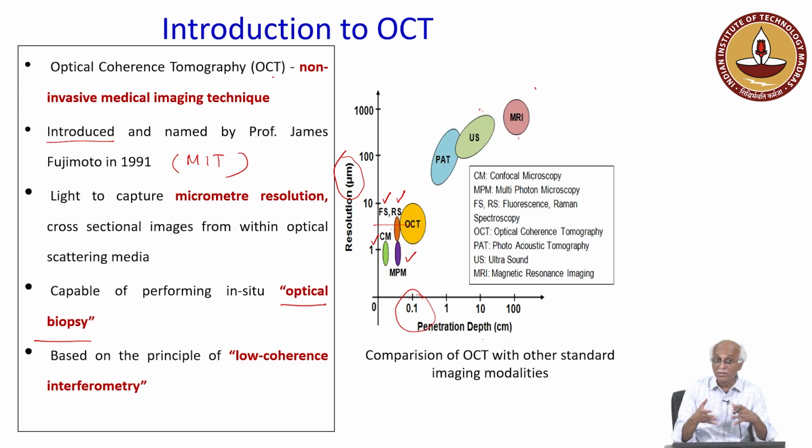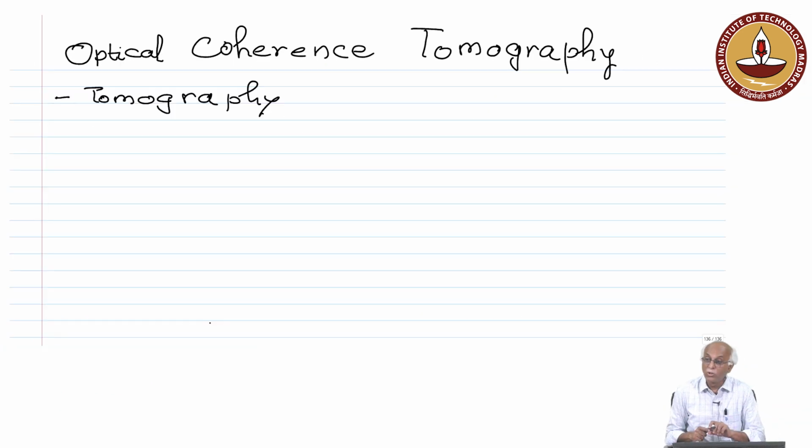You can couple this approach with endoscopy and reach the intestine, so gastrointestinal information can also be attained with this. The principal technique is low coherence interferometry. Low coherence interferometry means what? If you can recall, basically the technique is low coherence interferometry.